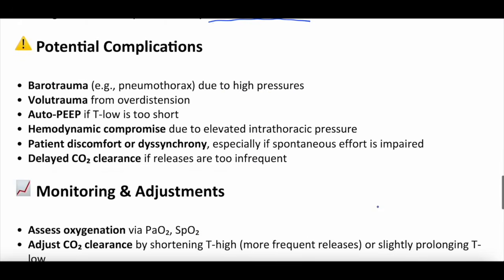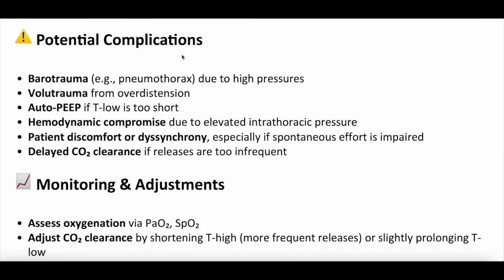Potential complications of APRV. So pneumothoraces, anytime you have someone who you're kind of keeping at higher pressures, that can lead to barotrauma and pneumothoraces. Volutrauma from overdistension if you're not really titrating that P high adequately. Auto PEEP can happen if that T low is too short. So this can be really hard to kind of navigate perfectly because if that T low is too short, they don't have enough time to expire before you put them back to P high, they can auto PEEP.